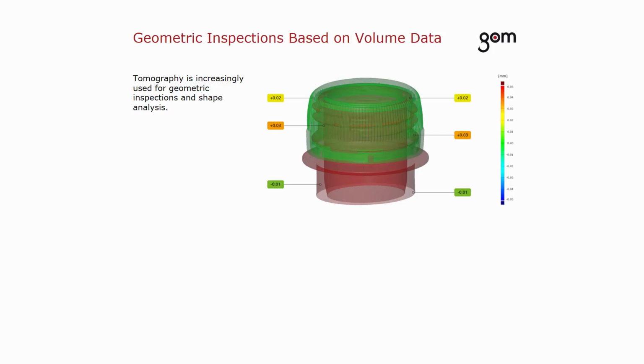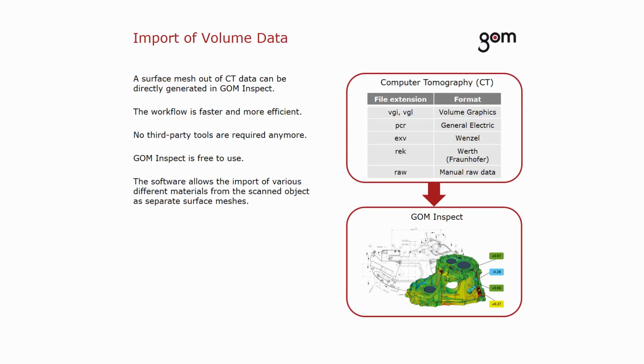a mesh for example. In the past, to generate a surface mesh out of the volume data in GOM-Inspect, third-party tools were needed. This step can now be performed directly within GOM-Inspect. The workflow is faster and more efficient because you can do everything in one package. GOM-Inspect is free to use and avoids using third-party software.